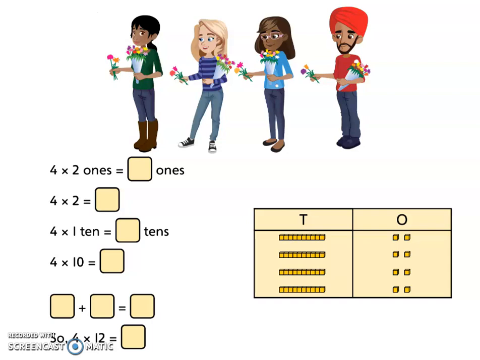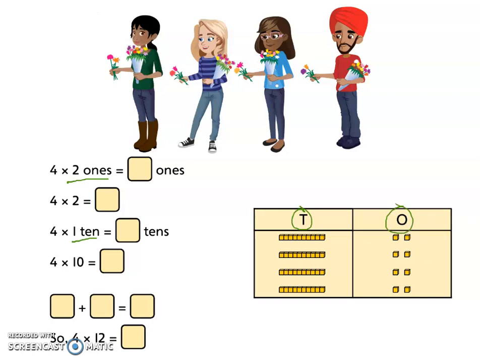So in this case, we've partitioned that number 12 into its 1s and 10s. So we can see that here we've got our 2 1s and here we've got our 1 10. Again, on this picture, we can see that we've got our 1s and we've got our 10s. So we've partitioned those numbers.